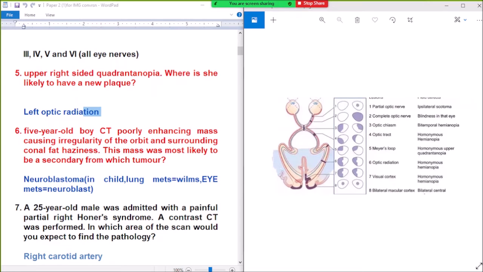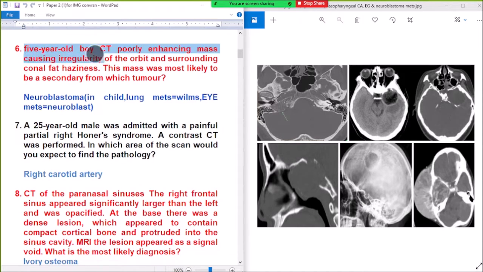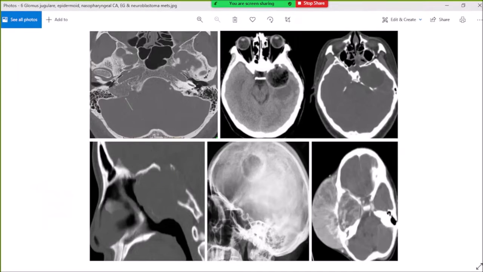Next, question number 6. A 5-year-old boy. CT shows a poorly enhancing mass causing irregularity of the orbit and surrounding orbital fat haziness. This lesion is most likely to be secondary from which tumor? Neuroblastoma.